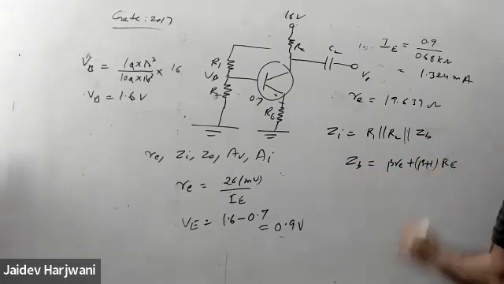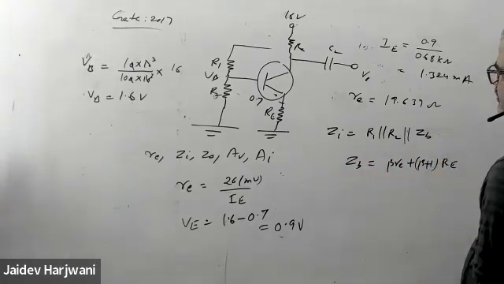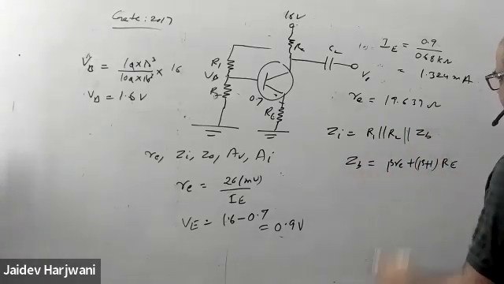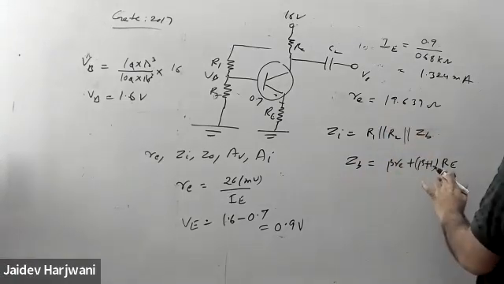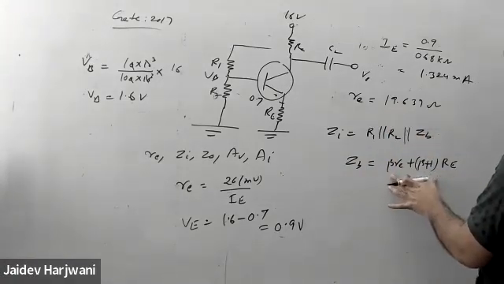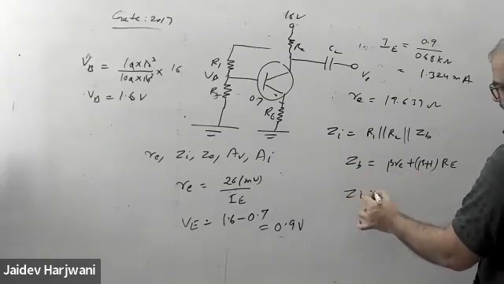So R1, R2 value is given. You can find RE value, also given. You can find this one and solve and tell me what is coming ZI.